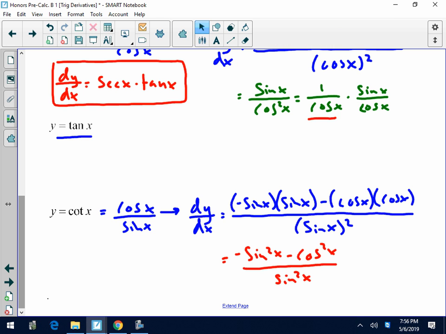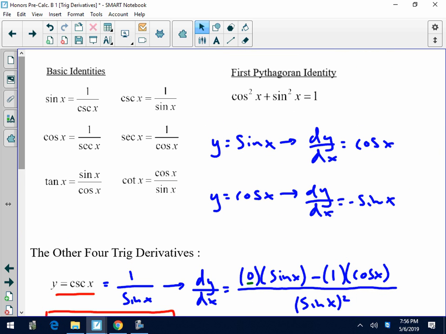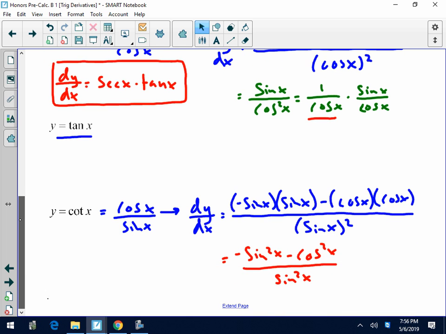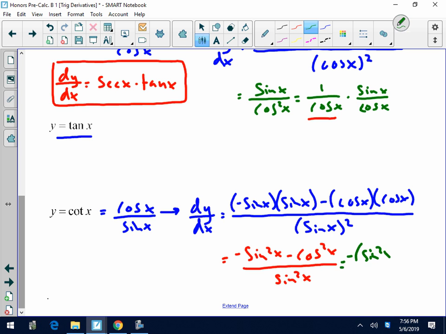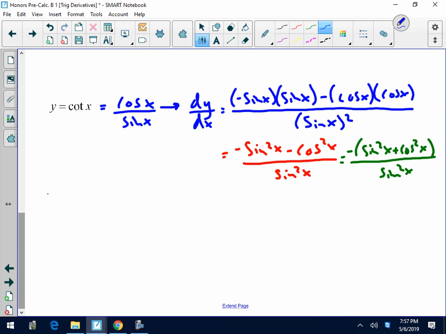Now right here, we're pretty close to our Pythagorean identity of cosine squared x plus sine squared x equals 1. But the problem is that both of our terms are negative. But we can solve this by factoring a negative out of the numerator. So we can call this negative sine squared x plus cosine squared x in the numerator, being divided by sine squared x. And now right here, that sine squared x plus cosine squared x is 1, so we have negative 1 over sine squared x.